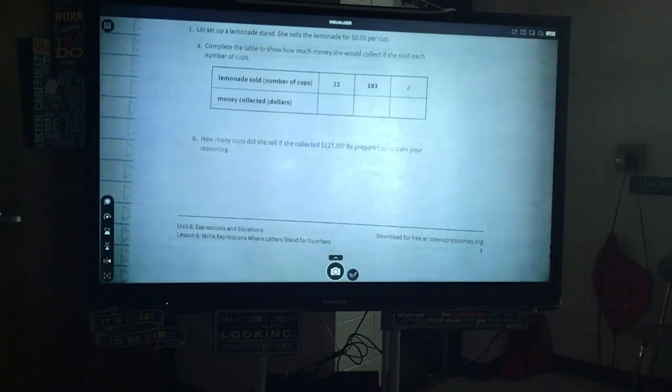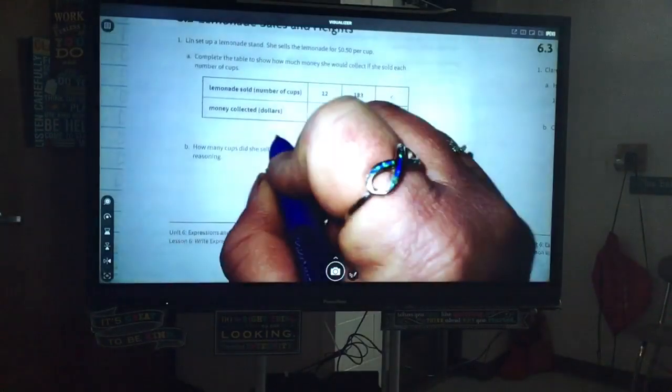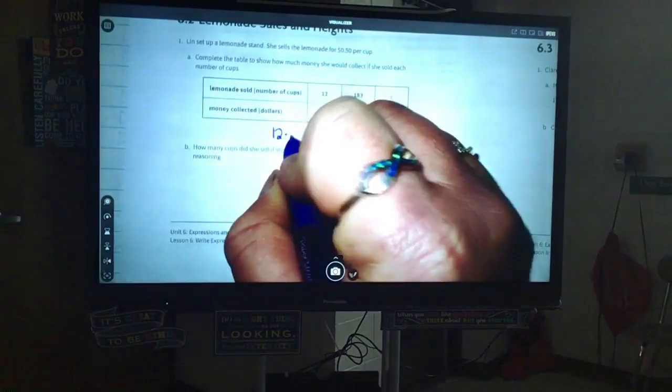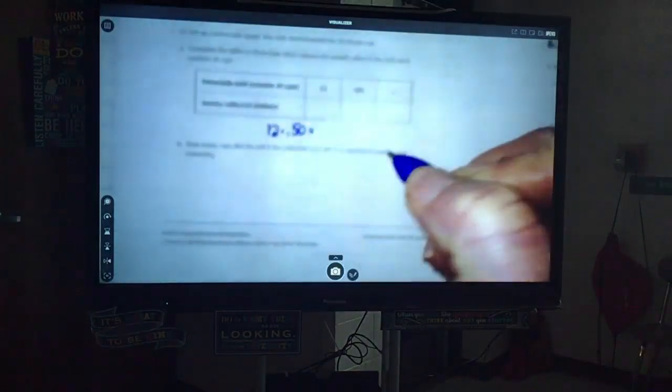12 divided by 2. I don't want you to change what the number is. Like, I don't want you to change 50 cents. I want you to keep it 50 cents, because there's a reason. Just go with me for it, okay? 50 cents times 12. So for the first one, you're gonna do 12 times 50 cents, and what does that give you?